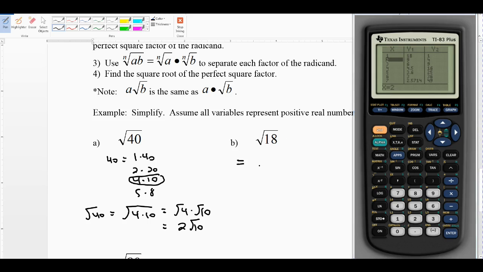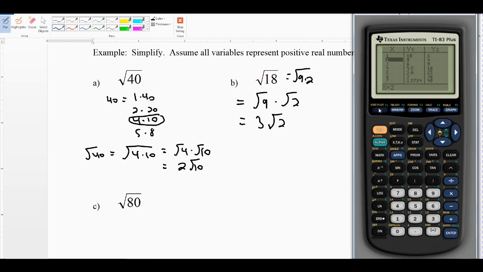Now I have to write it as the square root of 9 times the square root of 2. Or the square root of 9 times 2, if you want to put that step in. Or just leave it all out together, and I'll show you how you do that in just a second. And the square root of 9, if you look at 9 over here, is the square of 3. Because this is the x squared key. 3 squared is 9. And then the square root of 2 stays as it is. And that's your answer.